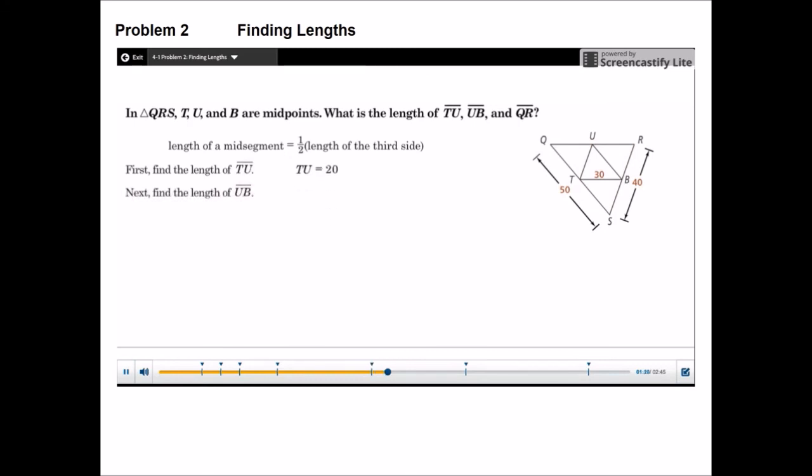Next, find the length of segment UB. Use the triangle midsegment theorem. Segment UB is a midsegment parallel to side QS, so the length of segment UB is half the length of side QS. Substitute 50 for QS. Simplify by multiplying.